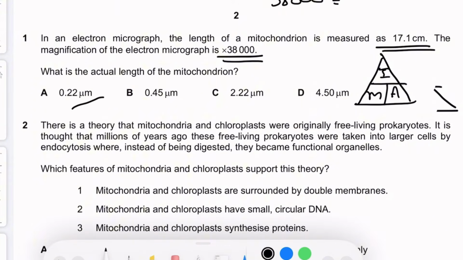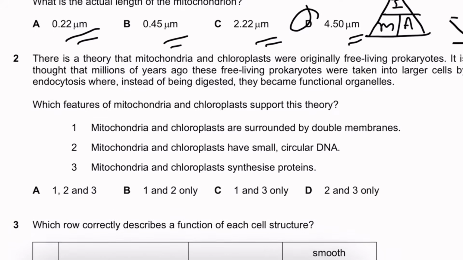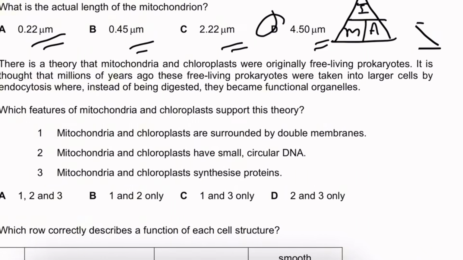But because all the answers are in micrometers, I'm going to convert centimeters to micrometers. To do that, first convert centimeters to millimeters by multiplying by 10, and then convert millimeters to micrometers by multiplying by 1,000. So you should get 171,000. Divide that by the magnification, which gives the actual length we want to find. And so here you're going to get the answer as 4.5 micrometers.